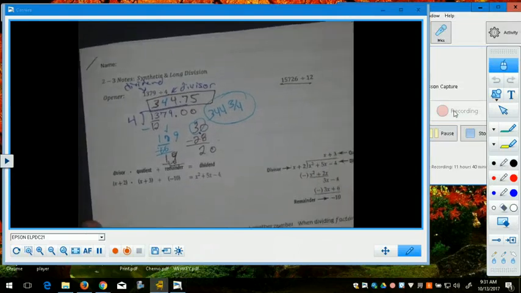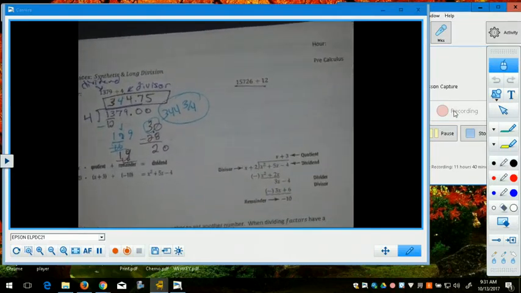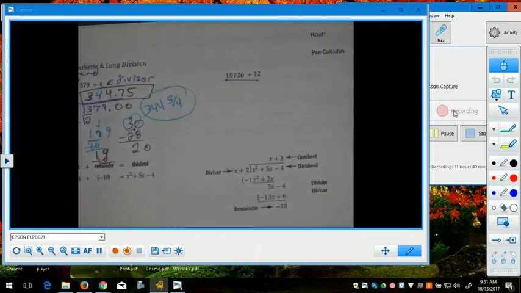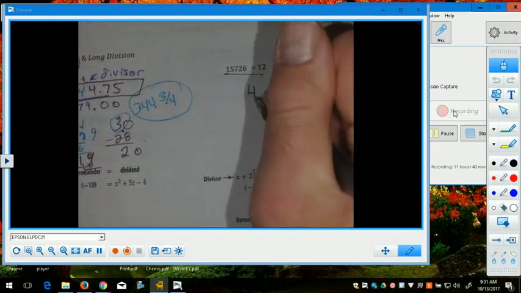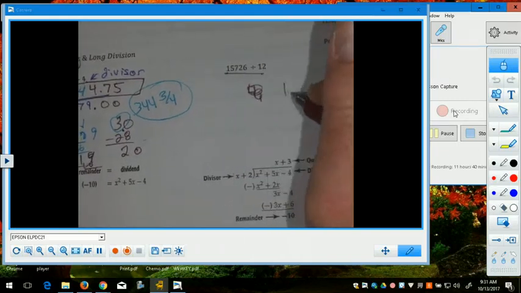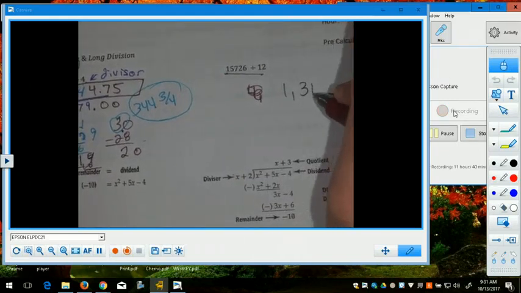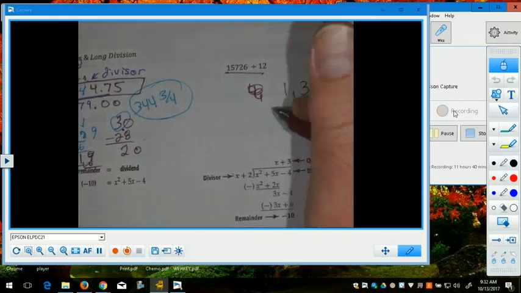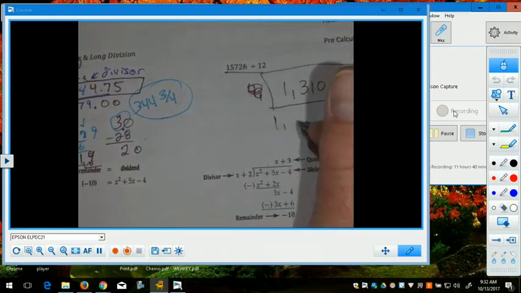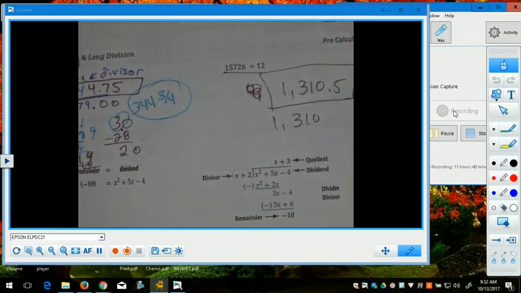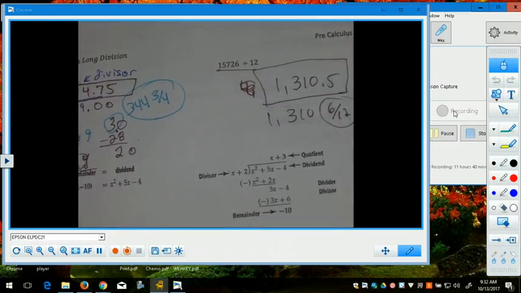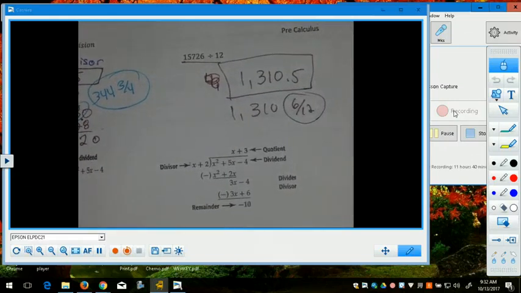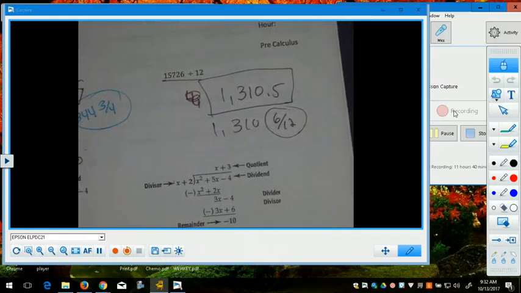All right, anyone have an answer for the second one? What did you get? 1,000, yeah. 1,310.5. Or you had 1,310 and a remainder of 6, right? Was it a remainder of 6? And isn't 6 twelfths 0.5? There we go. It's 1/2, 0.5.